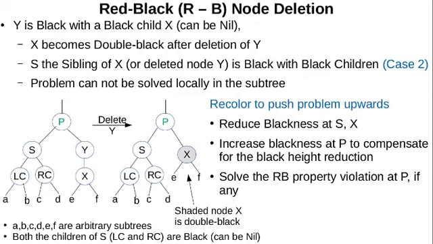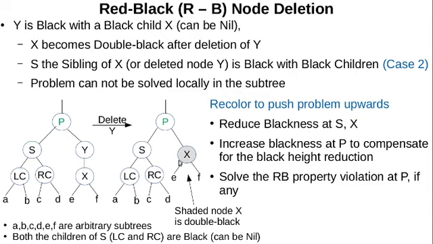Let's discuss case 2 now. Let Y be the physically deleted node. Y is black and X is its single child. X is also black. The only way this can happen is when X is nil. When Y gets deleted, X becomes double black, and it is represented as a shaded node here.